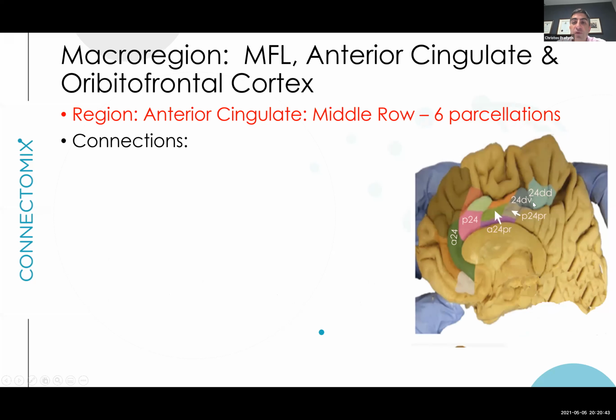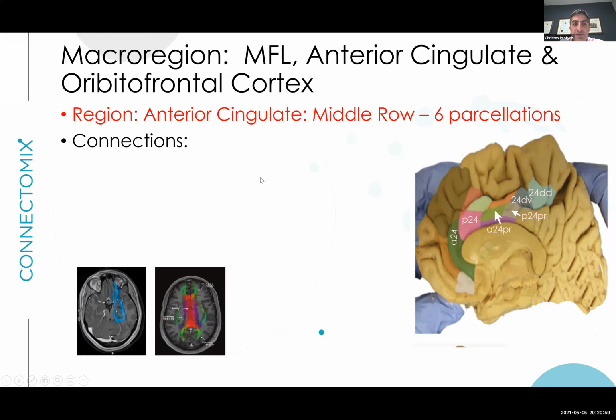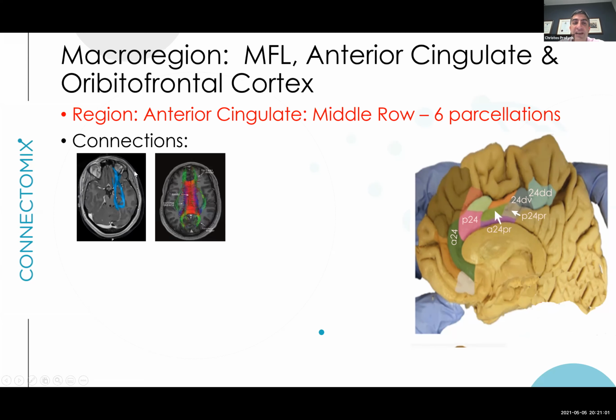Now, if we look at the middle row, we've got 6 parcellations, 24DD and DV, important in motor control. Then we've got a posterior 24 prime, an anterior 24 prime, and then a P24 and A24. If we look at their connections, again, as expected, they're going along that cingulate bundle because all of this is part of that cingulate lobe. And they're also connecting bilaterally to each other through the body of the corpus callosum.